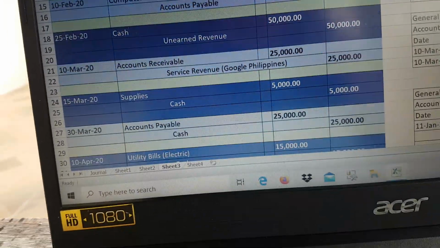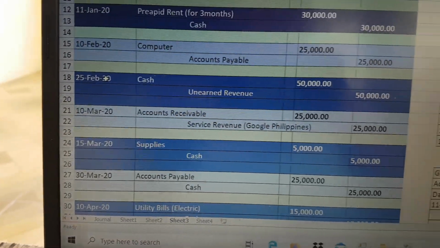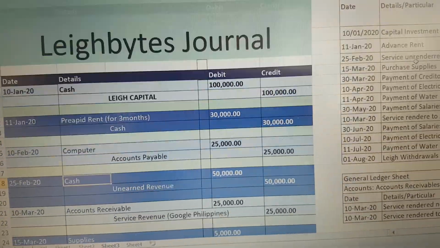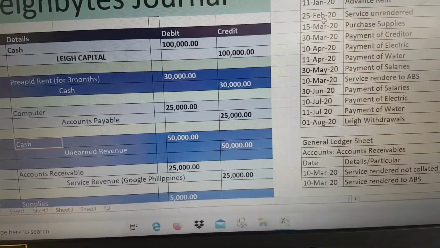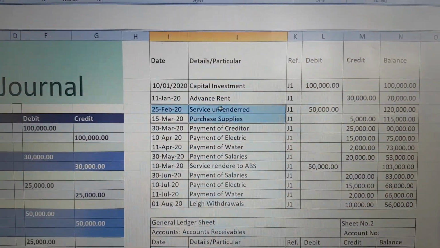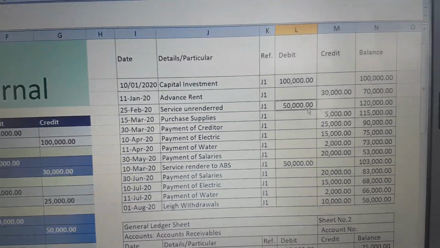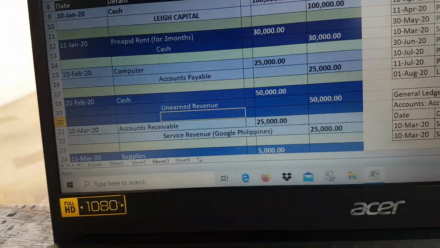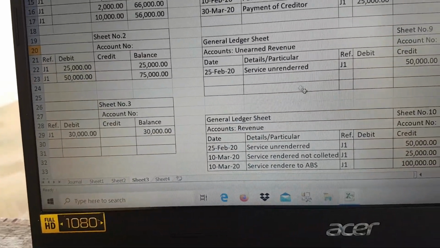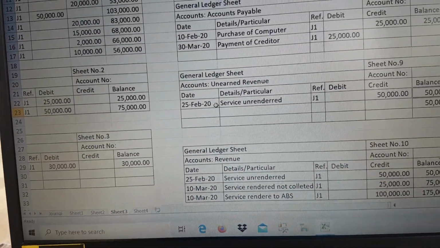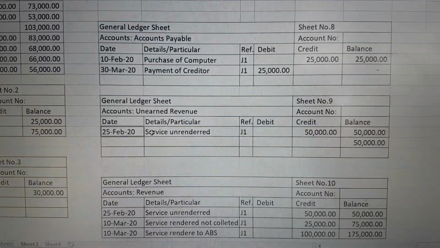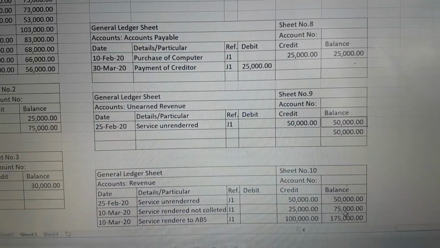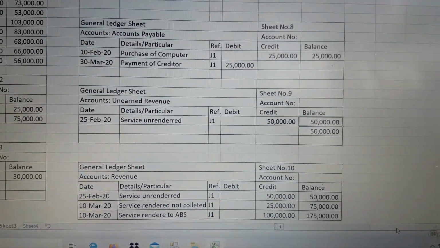Next, we go for our unearned revenue. We have cash, February. Then if you check on this one, we also have February 25 for services not yet rendered. We receive 50,000. So we have now the balance of 120 for cash. Then we have the unearned. So for the unearned, we also have the 25th date. And then the service unrendered, 50,000 credit. So we still have the balance of 50,000 credit.